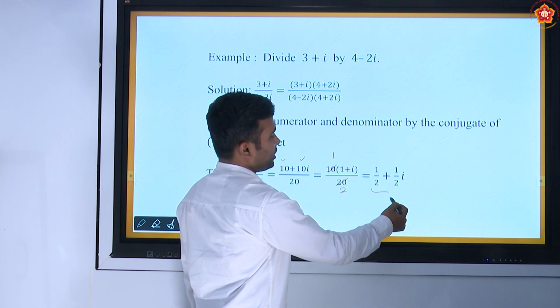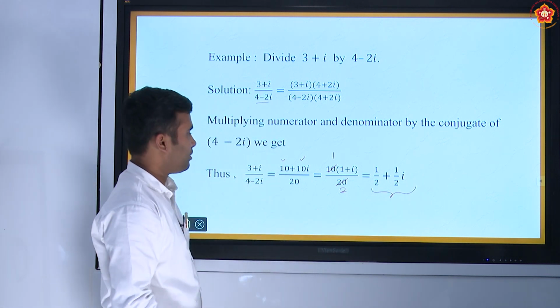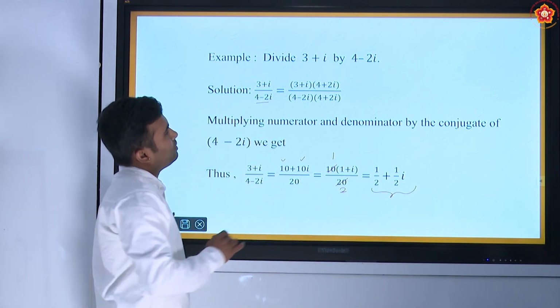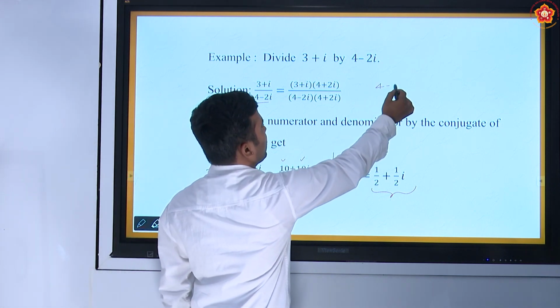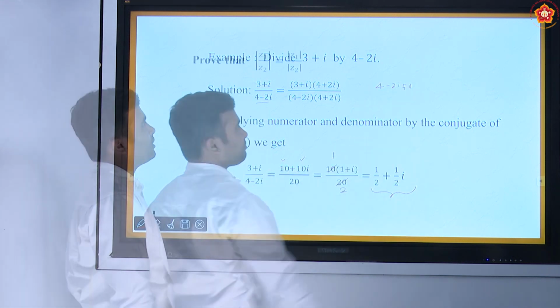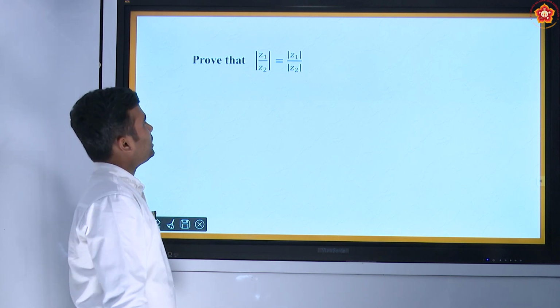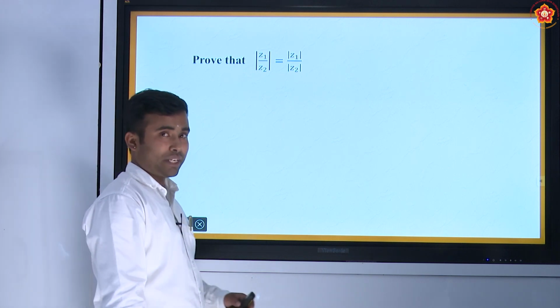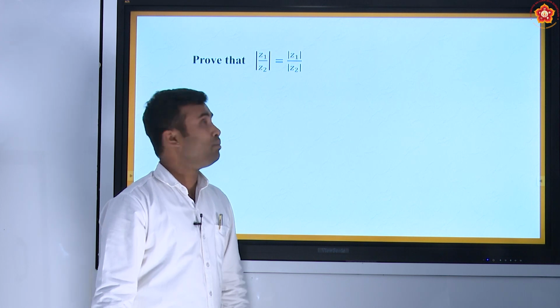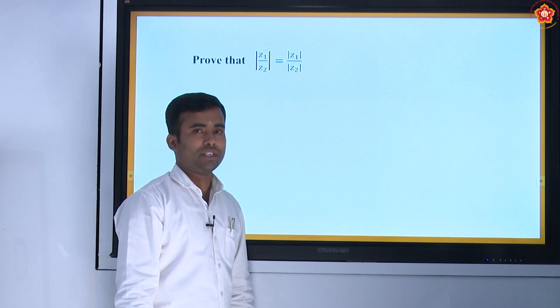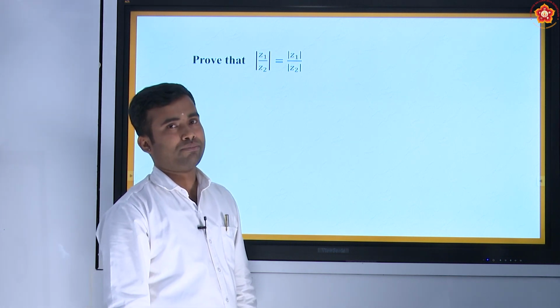So this is a division of complex numbers. And here, provided that 4 minus 2i should not be equal to 0. Okay. Next, here we have one property, that is modulus of Z1 by Z2 is equal to modulus of Z1 divided by modulus of Z2.